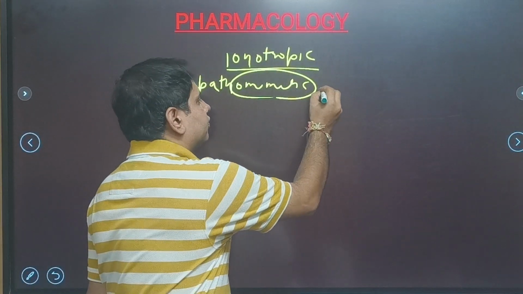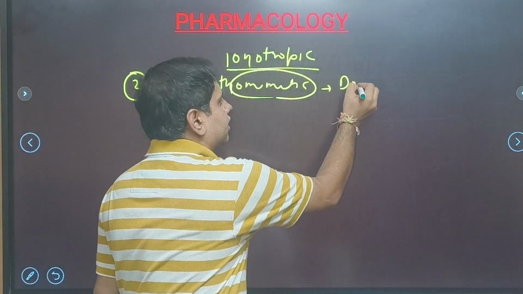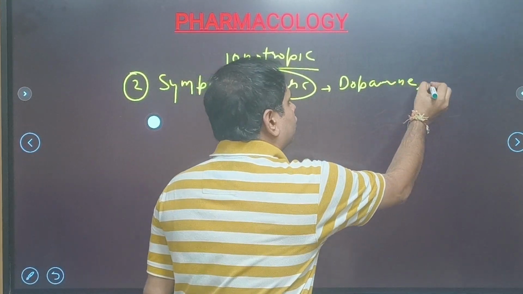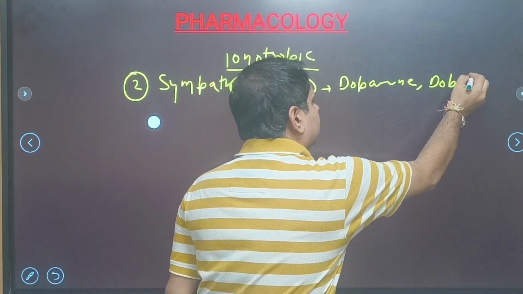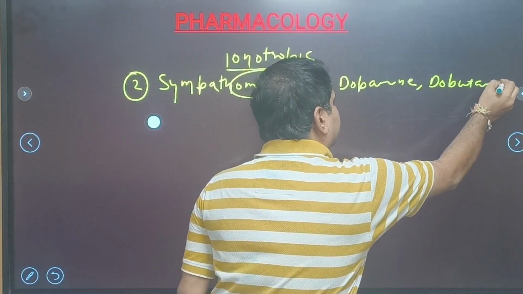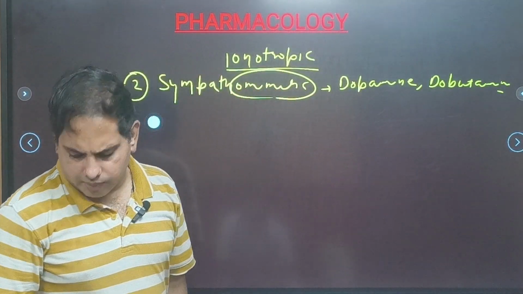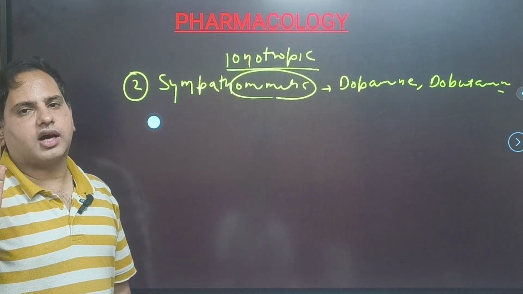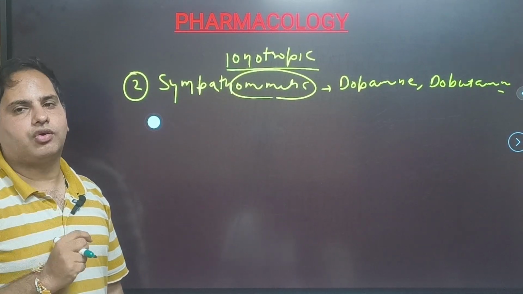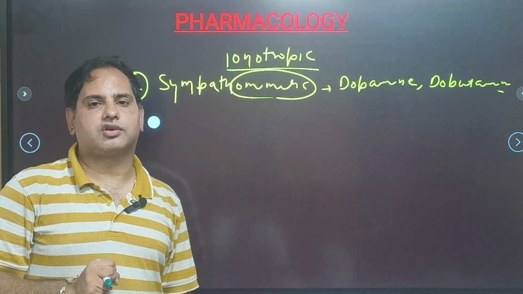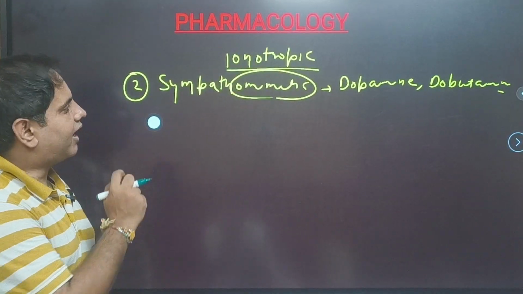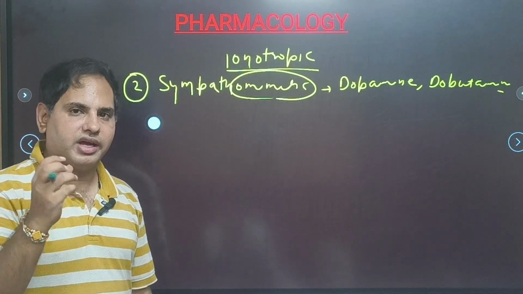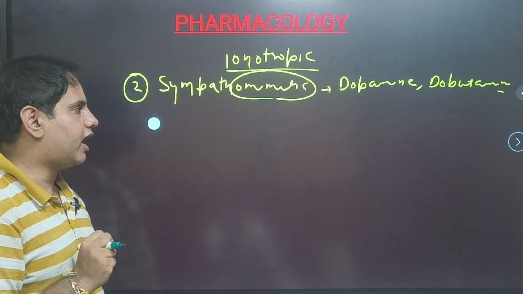तो ड्रग्स इन दिस वन इज डोपामिन एंड डोब्यूटामिन. So dopamine and dobutamine are sympathomimetic drugs which are useful in congestive heart failure as ionotropic agents. It will increase the force of contraction of the ventricle. Now the mechanism of action, how sympathomimetic drugs like dopamine and dobutamine increase the force of contraction of ventricles, that we are going to discuss.